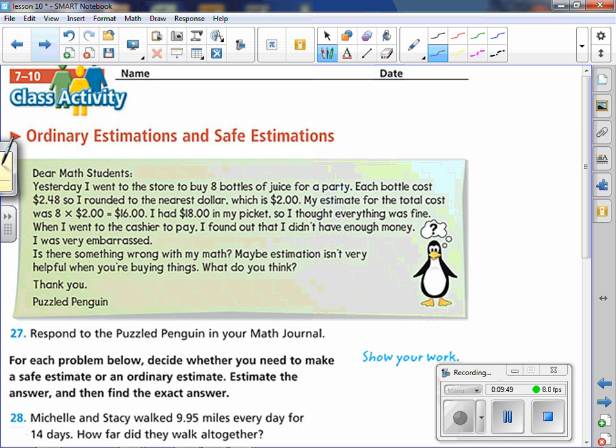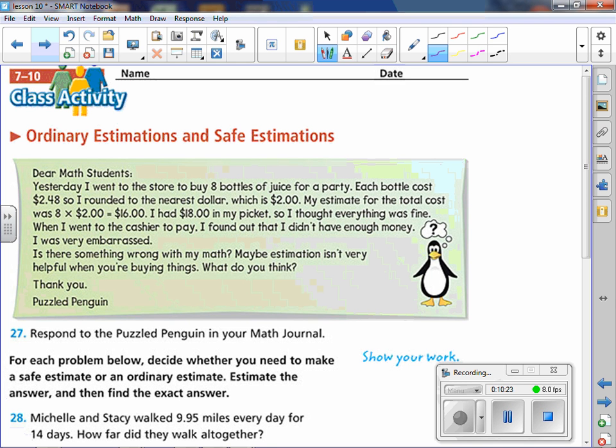Let's answer Puzzled Penguin. Dear math students, yesterday I went to the store to buy 8 bottles of juice for a party. Each bottle cost $2.48, so I rounded to the nearest dollar, which is $2. My estimate for the total cost was $8 times $2, which was $16. I had $18 in my pocket. It says picket, but it's supposed to say pocket. So I thought everything was fine. When I got to the cash register to pay, I found out that I didn't have enough money. I was very embarrassed. Is there something wrong with my math? Maybe estimation isn't very helpful when you're buying things.